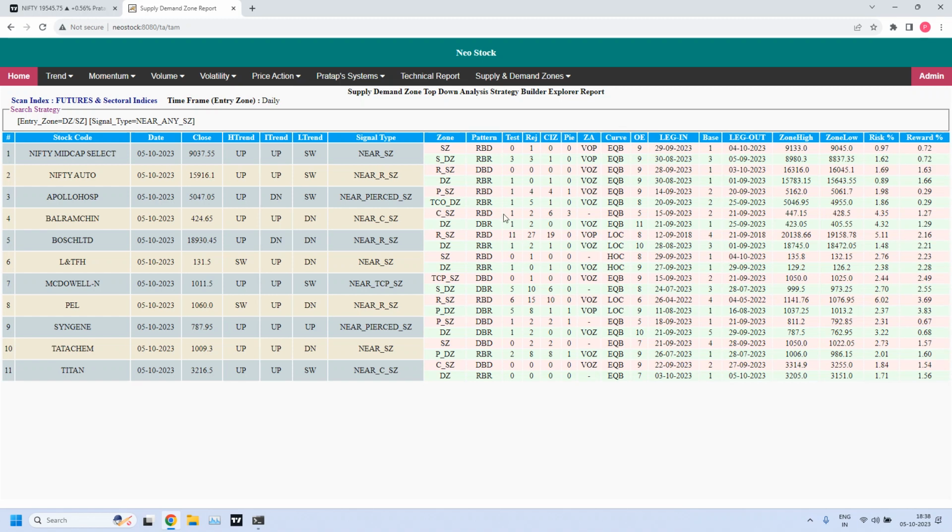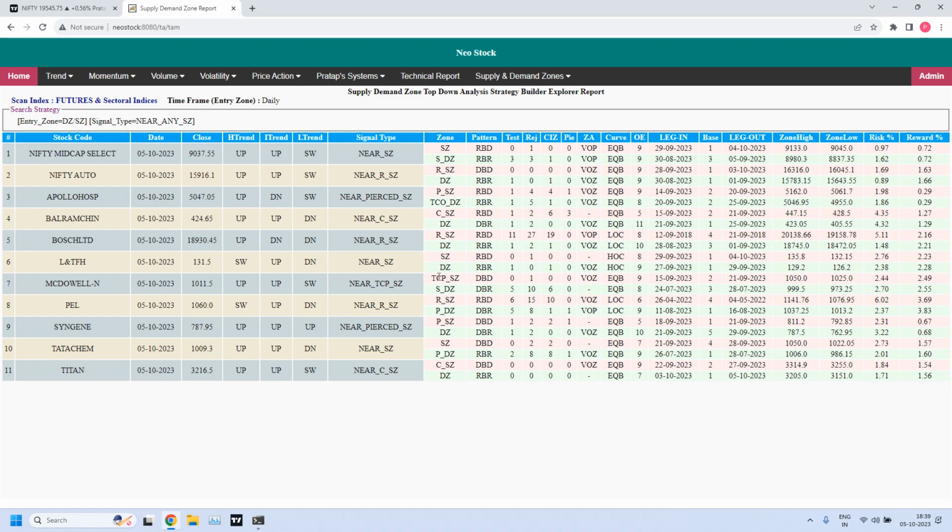Balrampur Chini, we don't take this because it is already pierced. And Bosch is low on the curve, but it is a supply zone, so we should be careful. It is already tested 11 times, 27 rejections. My God. 19 times it closed inside the zone, but still it is not pierced. You know the reason why? See the risk. It is 5.11. So that means there could be so many lower time frame zones inside this. Anything else?